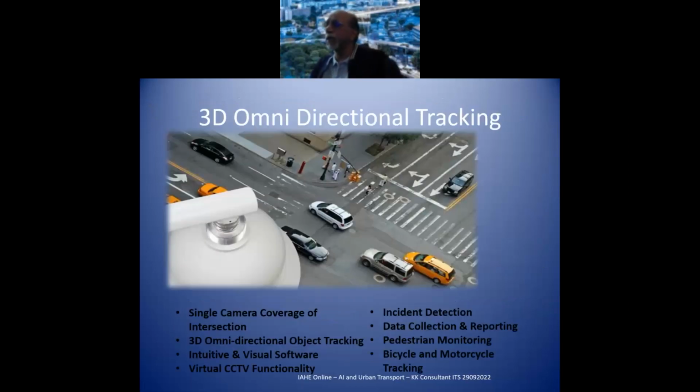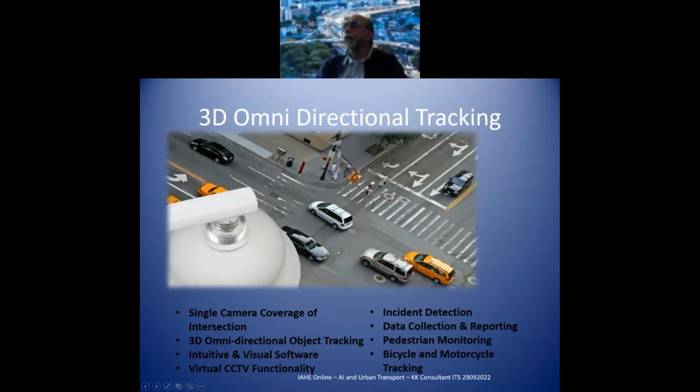Another thing which came in the recent past is 3D omnidirectional tracking. This is an activity which I am involved with. Actually, what happens is that you put a 360-degree camera at the top, in the middle of the road, and it is looking at things from a single camera covering an intersection, doing 3D omnidirectional object tracking.